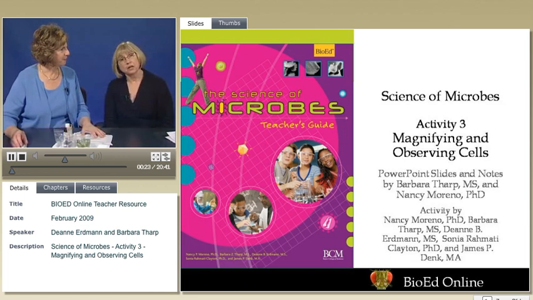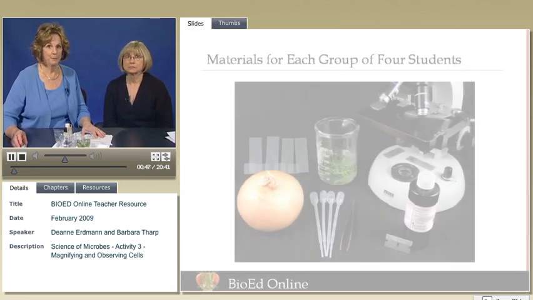It's called Magnifying and Observing Cells. As with all of our activities, they are aligned with the National Science Education Standards that go along with inquiry and life science. In this activity, students are going to learn that all organisms are composed of cells, which are the building blocks of life, and that almost all cells are microscopic and must be magnified to be observed.